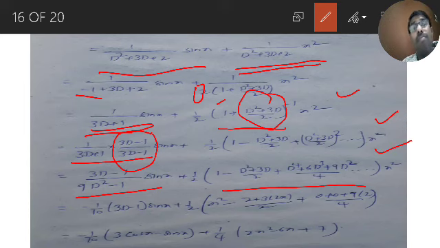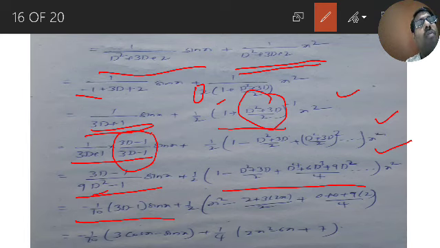Now, second method: in place of D square, replace D square by minus a square. a is 1, a square is 1, so minus a square is minus 1. So in place of D square, minus 9 minus 1 is minus 10. So minus 1 by 10 of (3D minus 1) of sin x.